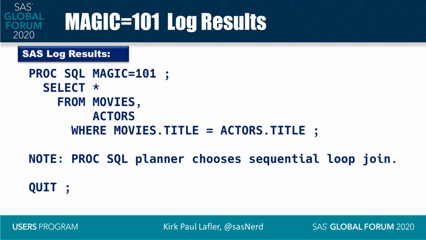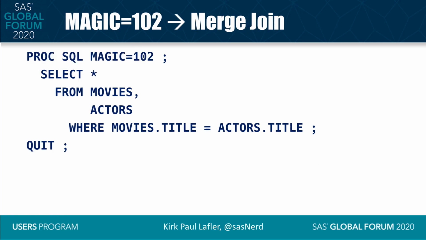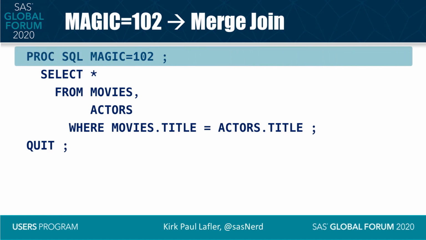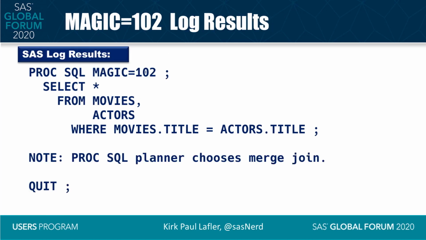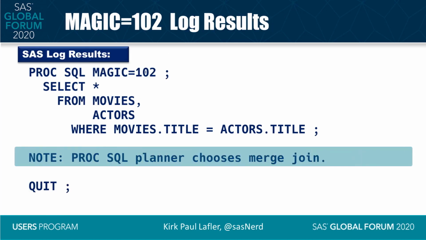Taking a look at the MAGIC equals 102 option for merge join, we can specify on the PROC SQL statement MAGIC equals 102, essentially telling the optimizer that this is the join algorithm we want to be chosen. Once the code is executed, we can look at the log, and we should see, by specifying MAGIC equals 102, that the PROC SQL planner chooses the merge.